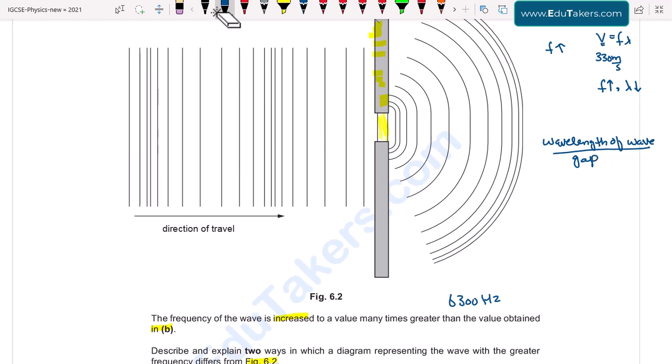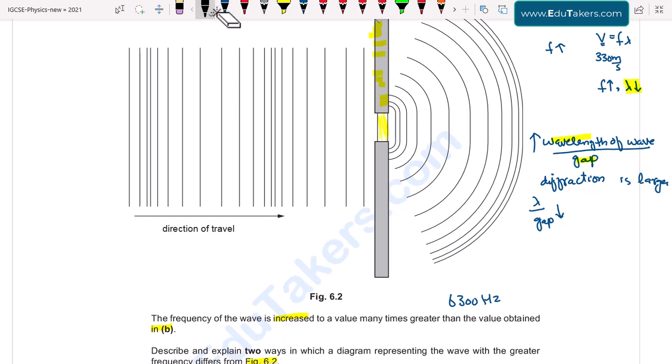So, when this value is larger, it means that diffraction will be greater. When this value is smaller, the diffraction will be smaller. In this figure, when the wave passes through this barrier, it diffracts, meaning that it bends into a circular path. So here we can see that the wavelength goes on decreasing. It means that this ratio, the wavelength of wave over gap, also decreases. So I write here this ratio, wavelength over gap, decreases. And when this ratio decreases, the diffraction will be less.